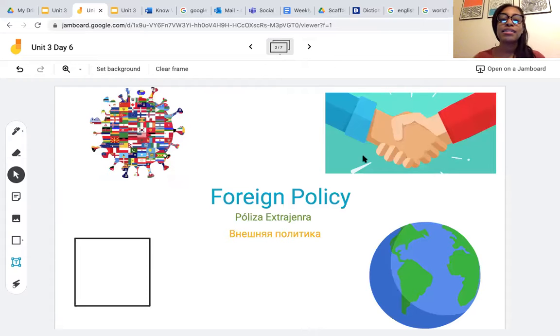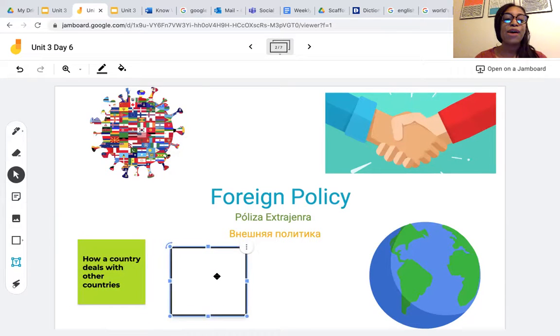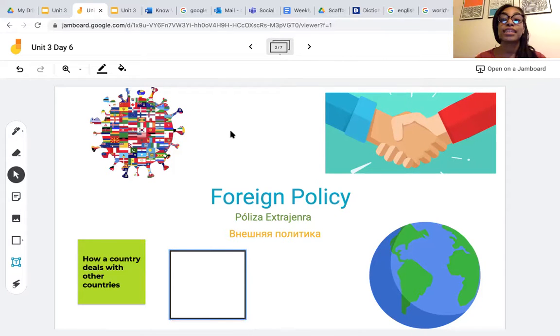Okay, let's see this second word here, foreign policy. Based on these images, what do you think foreign policy means? Use a sticky note. Okay, English, home language, or you can use another visual that might remind you of what's going on here. Okay, so we have the world, different countries, okay? Maybe an agreement or some sort of relationship. Okay, let's see if you're right. How a country deals with other countries. Okay, that's foreign policy. Yep.